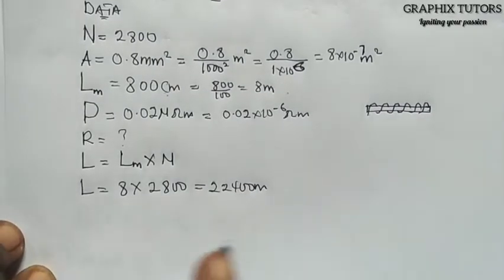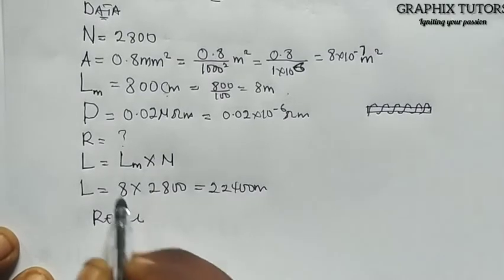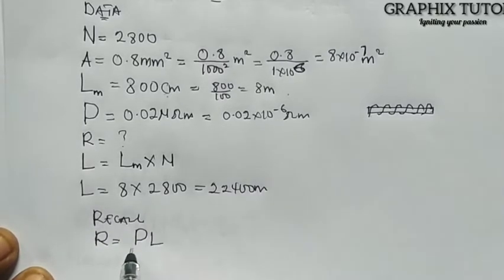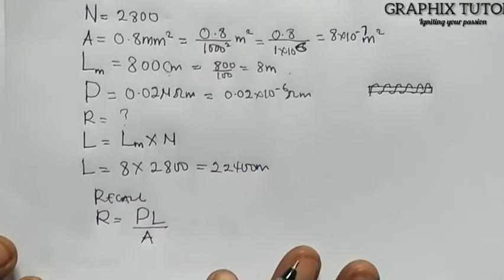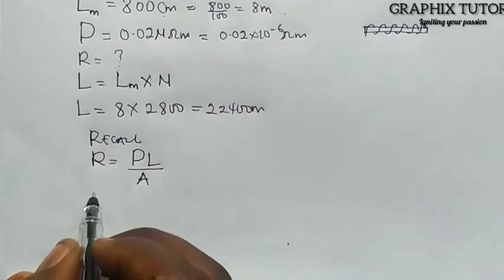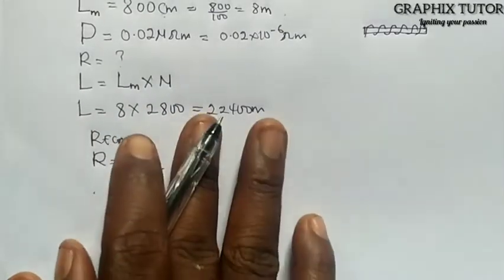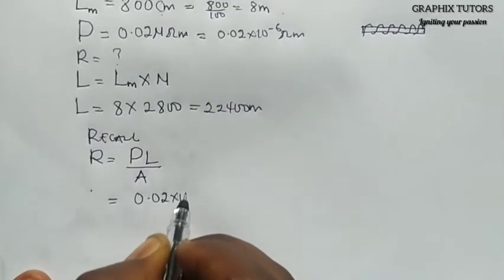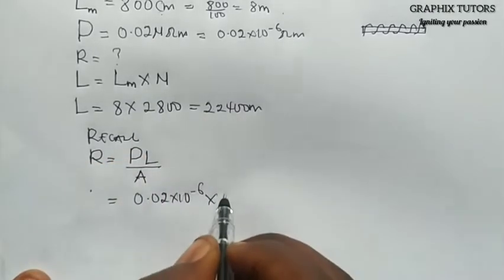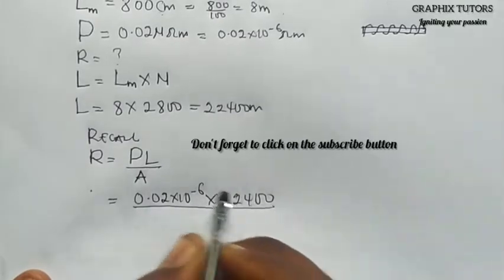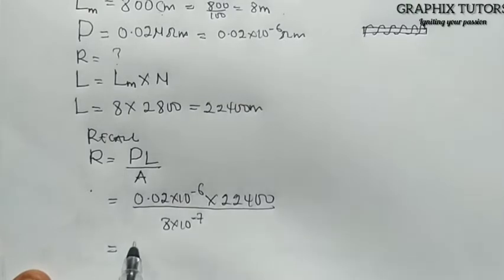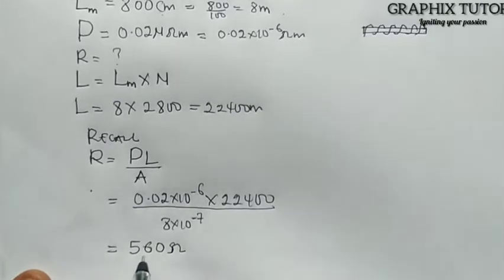So I'm going forward, and you write recall. Since we have to calculate for resistance, our resistance is equal to the resistivity multiplied by the length all over the area, right? And resistivity here is giving us 0.02 times 10 to the power minus 6, multiplied by the length, which is 22,400, all over the area. The area given is 8 times 10 to the power minus 7. Now if you do this in your calculator, you're going to have 560 ohms, because resistance is measured in ohms. So that will be my answer. Now let's take another example.